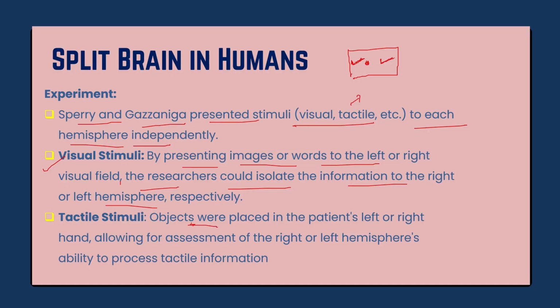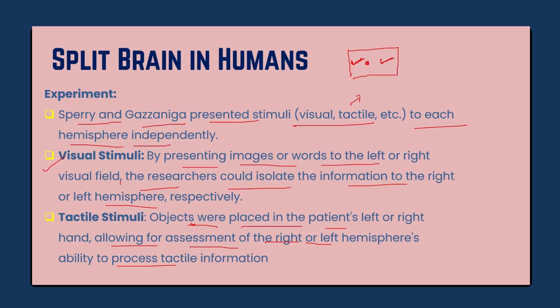So, objects were placed in the patient's left or right hand, allowing for assessment of the right or left hemisphere's ability to process the tactile function. In some cases, they were also asked to match objects or draw what they saw. Match objects in the sense, they'll be shown a picture and they'll be asked to pick that object from a group of objects kept under a table. They just have to touch, identify and find it out. And they had to do this using either the left hand or the right hand, not both hands.